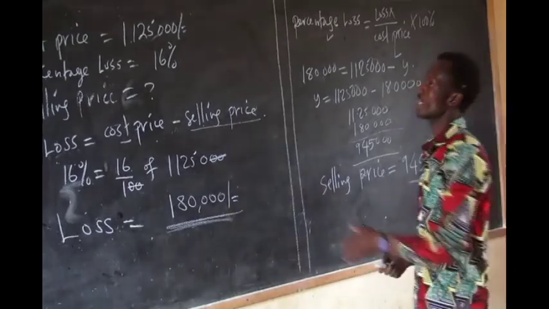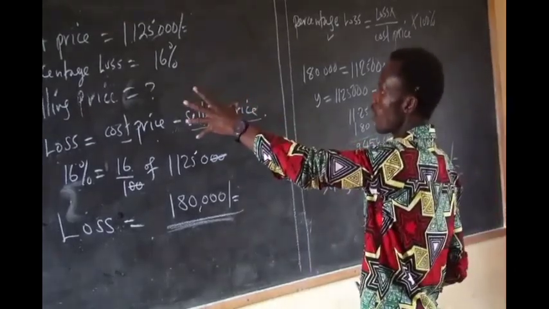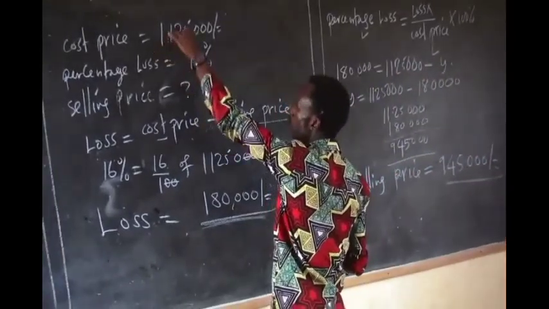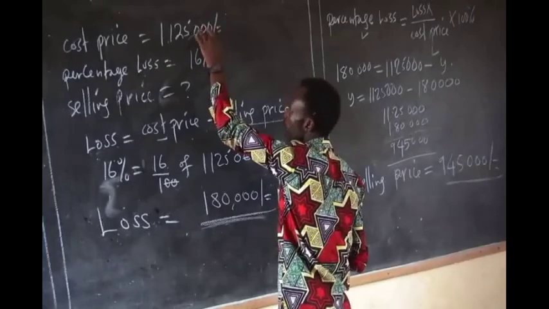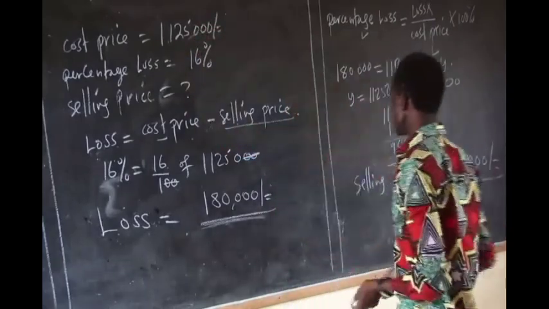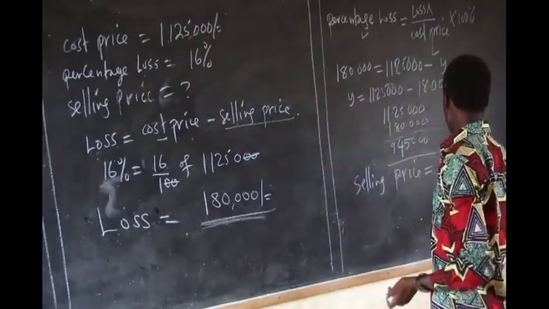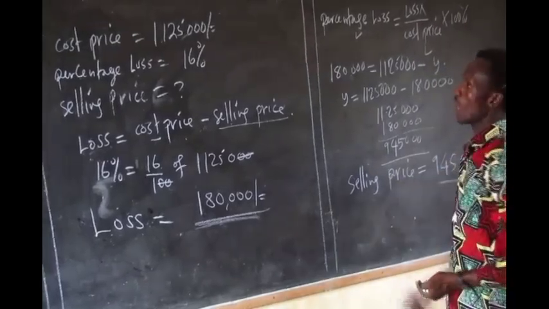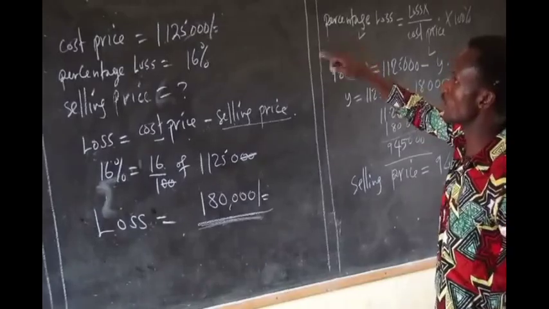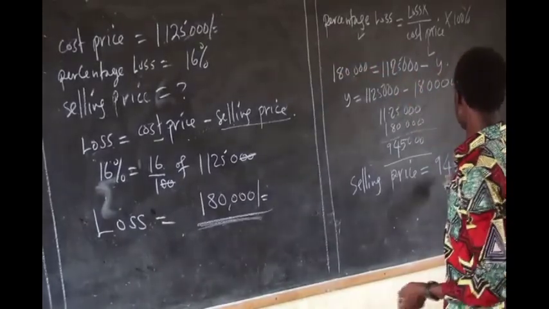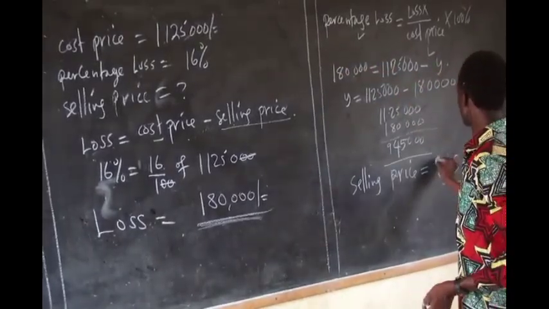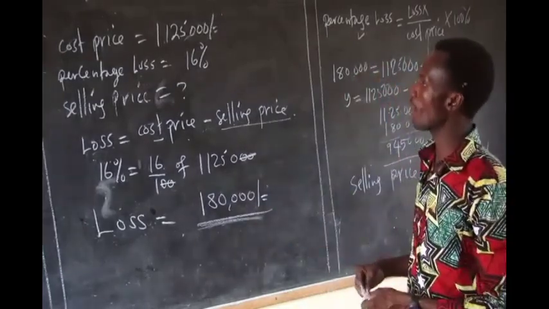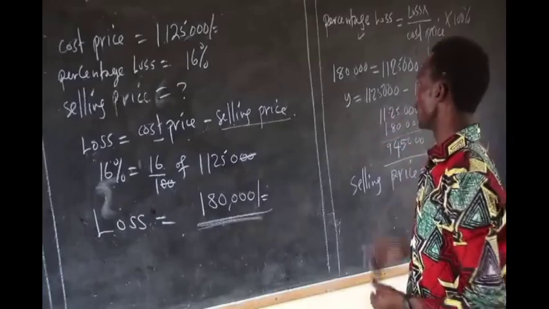So he bought 5 cows for 1,125,000, and then he sold the 5 cows at this price, 945,000. Kwa aliwanunua kwa milioni 1,125,000, akawauza kwa 945,000. Kwa maana alipata hasara ya 1,180,000. So this is how we can talk about cost price and loss in terms of percentage.